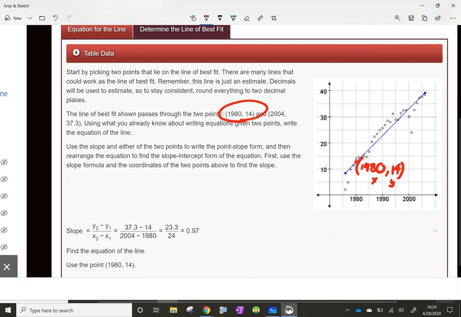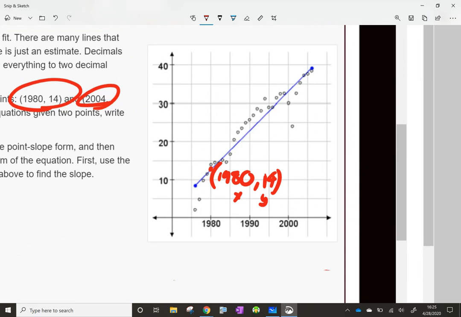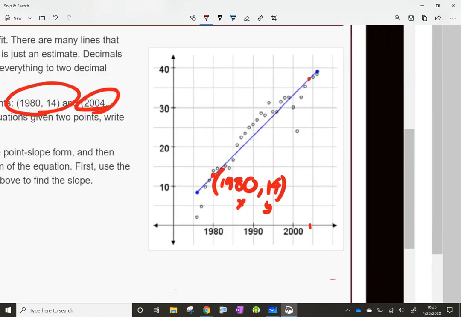They're also using the point 2004, 37.3. So 2004 would be about here, and 37.3, about there, right? I don't know how they're getting those values, but what you would do is look at your graph and try to find the values yourself that seem to be the best to use. These folks decided that these points were clear and obvious and good to use, but obviously you can choose different points than a different classmate. Any points that you can find that are on this line are good points to use.